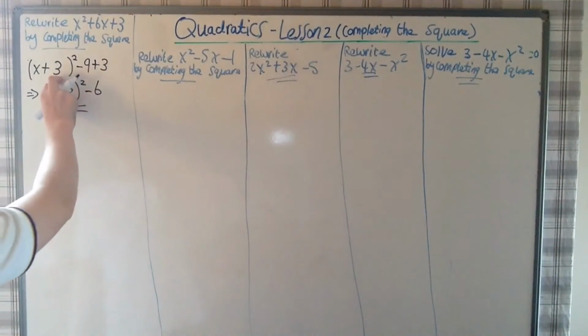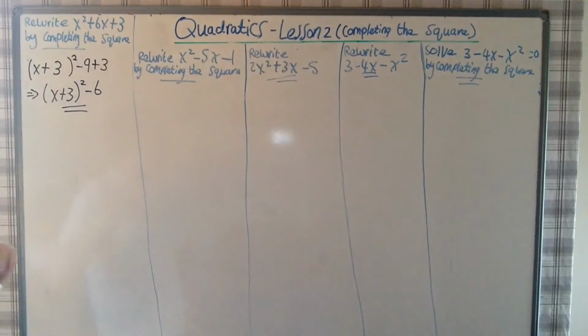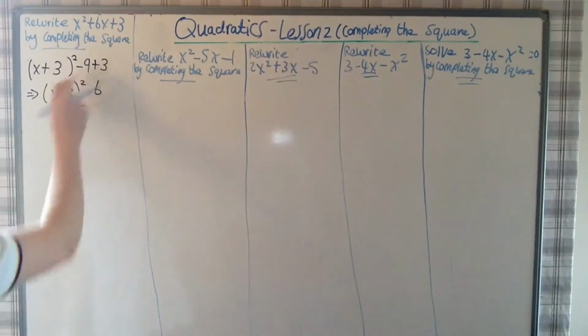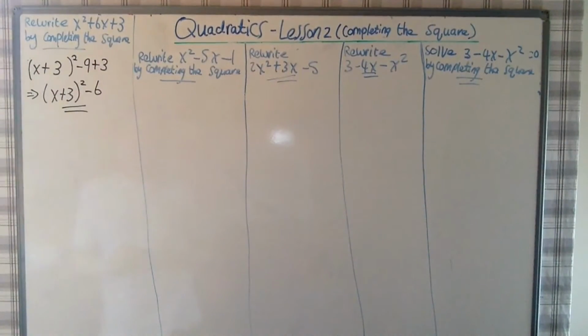So we find out what we get when we multiply the two constant terms inside the bracket. So when we multiply 3 by 3 we get 9. So we subtract that 9. And then we add the 3 from the question. So that's how we do it.